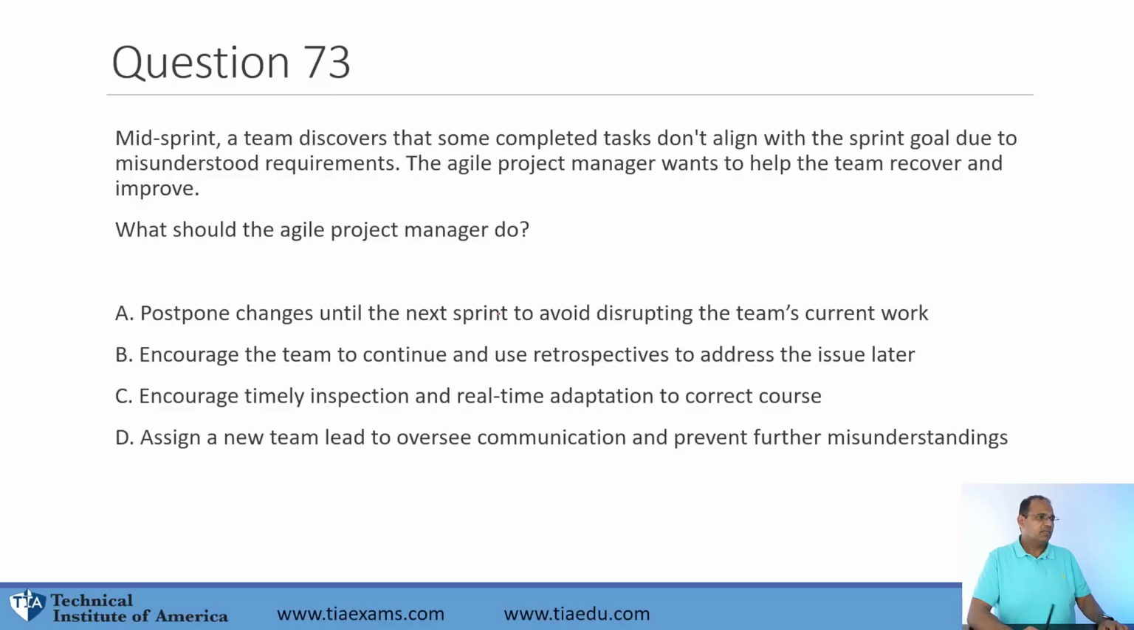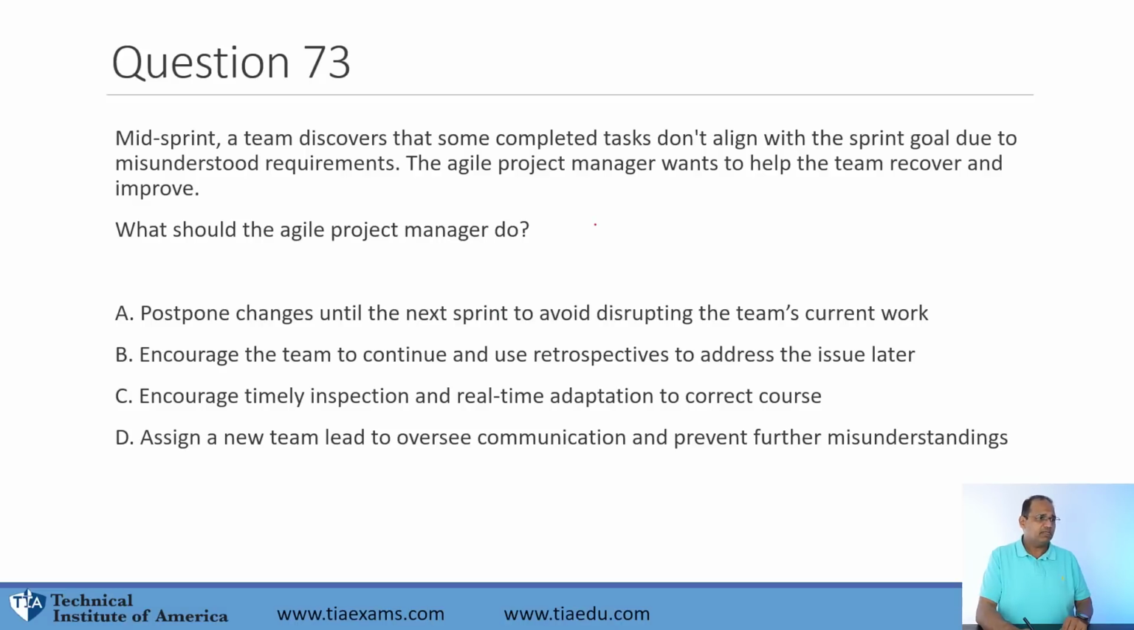Question. Mid-sprint, a team discovers that some completed tasks don't align with the sprint goal due to misunderstood requirements. The Agile project manager wants to help the team recover and improve. What should the Agile PM do? Postpone changes until the next sprint to avoid disrupting the team's current work. Encourage the team to continue and use retrospectives to address the issue later. Encourage timely inspection and real-time adaptation to correct course. Assign a new team lead to oversee communication, prevent further misunderstanding.